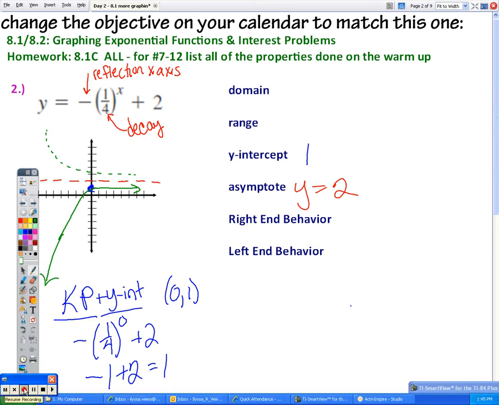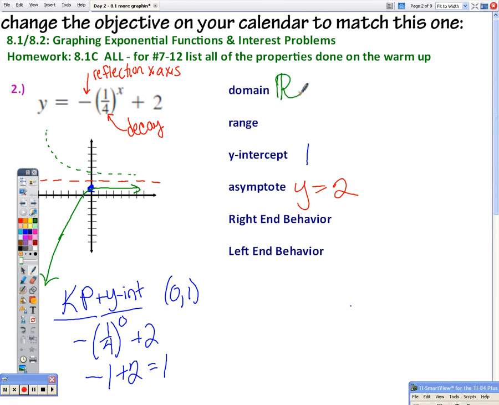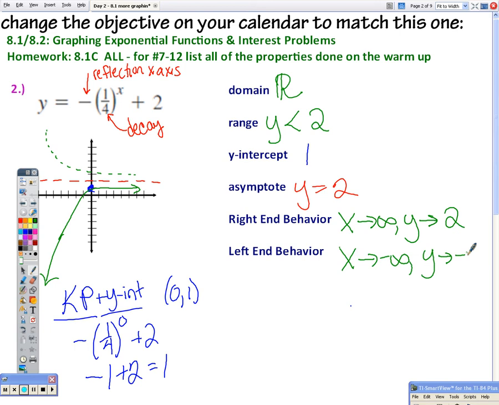So now I'm going to fill in my properties. The domain is still all real numbers. Now in this case, the range is all the y's are less than, whoops, not 0, less than 2, because that's where we stop. For right end behavior, as x goes to infinity, my y values are going towards 2. And as x goes to -infinity, y is going towards -infinity.